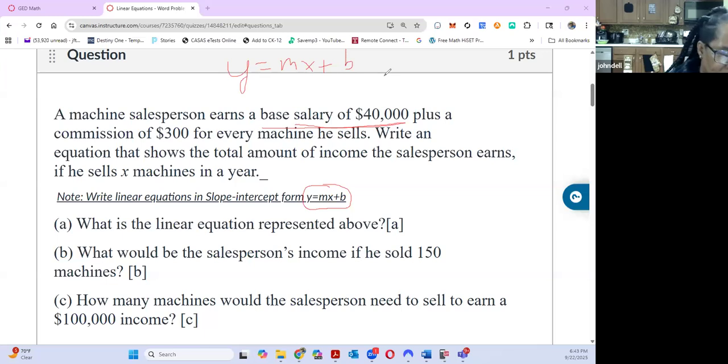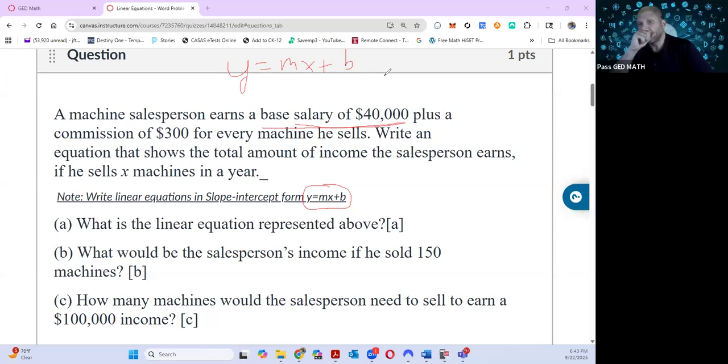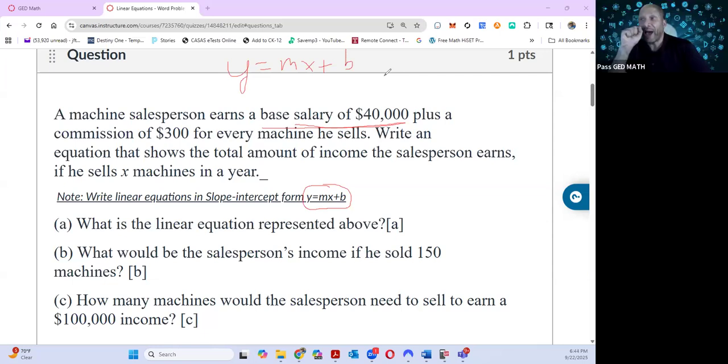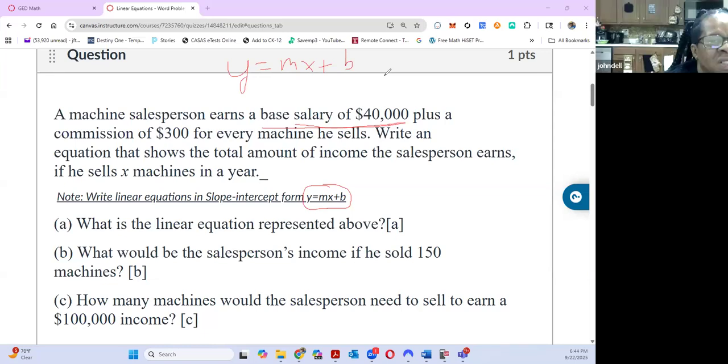What did Anna say that was important? What she said was, the base of $40,000 is not going to change no matter how many machines you sell, because that's your base salary. That's your salary. What do we know about this term?